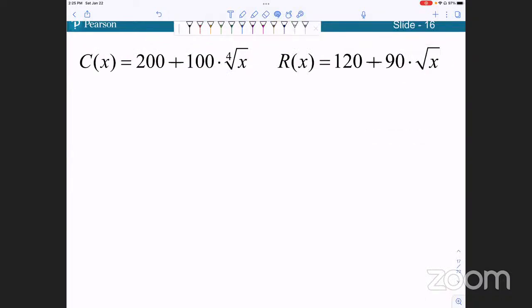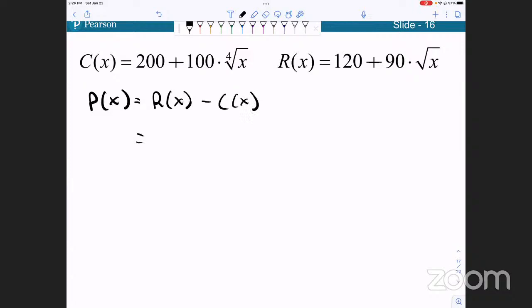We're asked to find the average cost, average revenue, and average profit. So let's go ahead and find our profit function. If you have a business, you have the money generated by your business and you have the cost of running a business. So the profit is going to be the net, or the difference, of your revenue minus your cost.